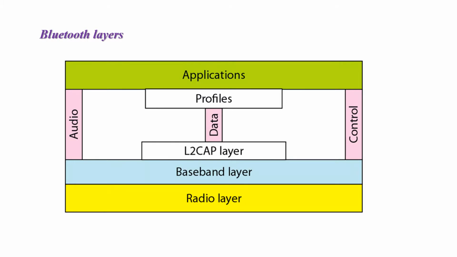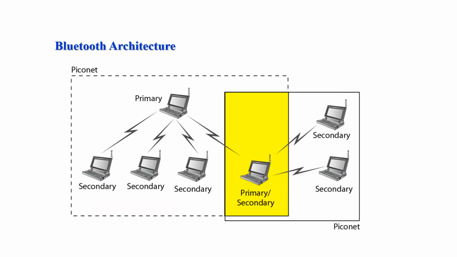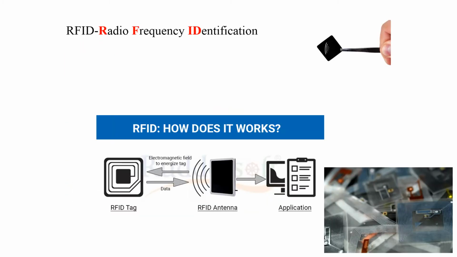What is the baseband layer? The baseband layer is roughly equivalent to the MAC sublayer in LANs. The access method is TDMA. The primary and secondary communicate with each other using time slots. The length of a time slot is exactly the same as the dwell time. This is the Bluetooth architecture.